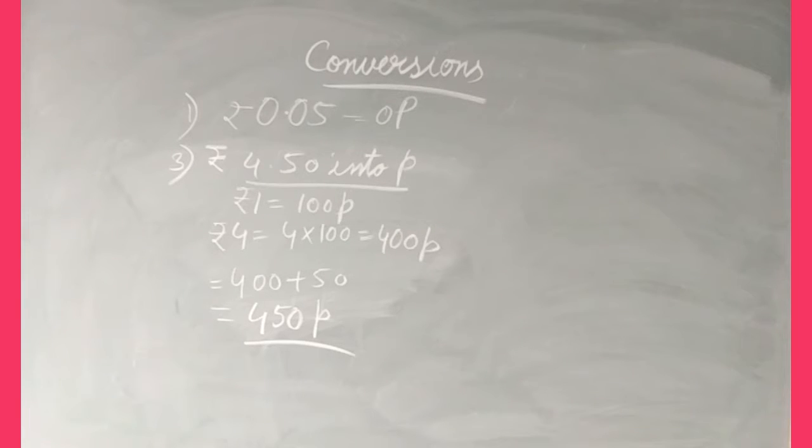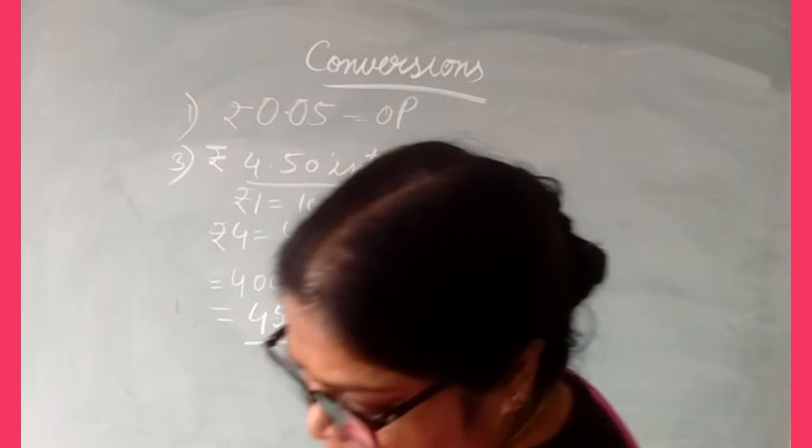So what you have seen in this question, it is given 4 rupees 50 paisa. You have to convert into paisa. So you are knowing that 1 rupee is equal to 100 paisa. So 4 rupees, you will multiply with 100. You will get 400 paisa. So 400 plus 50, you will get 450 paisa. Okay, it is clear? So next one more sum we will do.